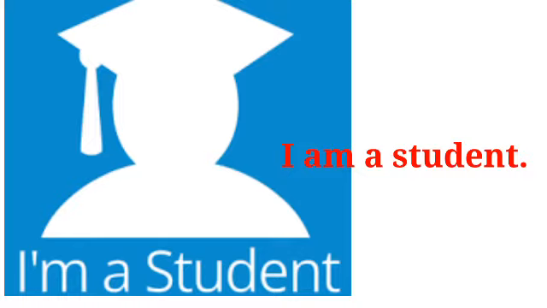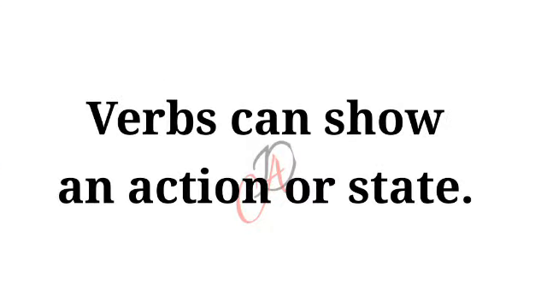And I guess you guys have noticed a very important difference between these two examples. In the first example, we are talking about a physical action because sat is a physical action. But in the second example, we are not talking about any physical action, just saying I am a student. We call that a state or a situation. So, verbs can show action or state.